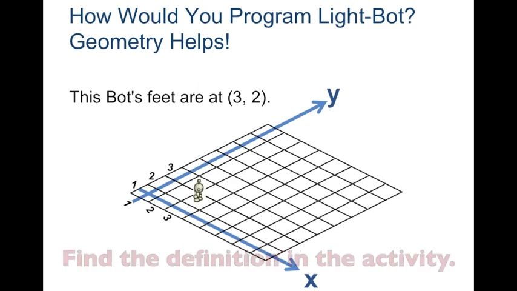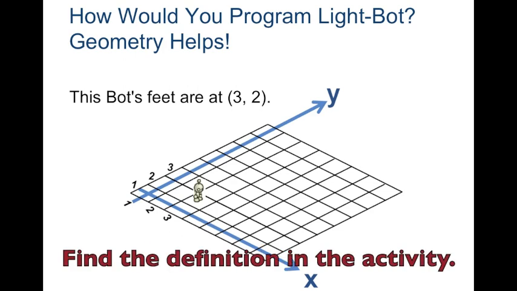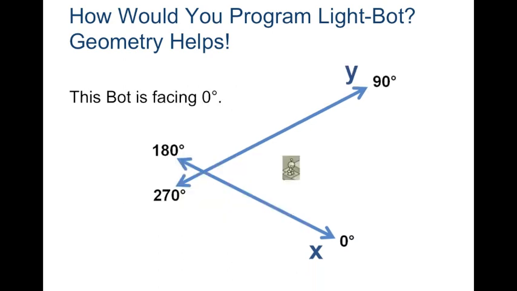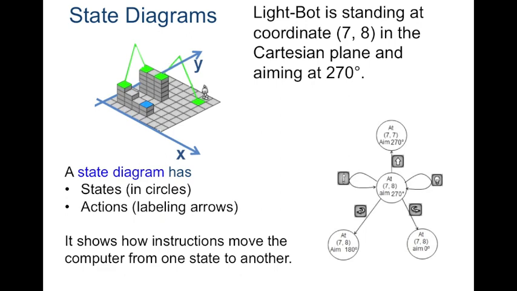is enough. So in this example, the Lightbot is standing at 3, 2, which means that its state could be described as x equals 3, y is 2. Now, direction is an important part of Lightbot's state also. So we could describe Lightbot as having the state variables x, y, and direction. And in this example, Lightbot's state is 3, 2, 0 degrees.